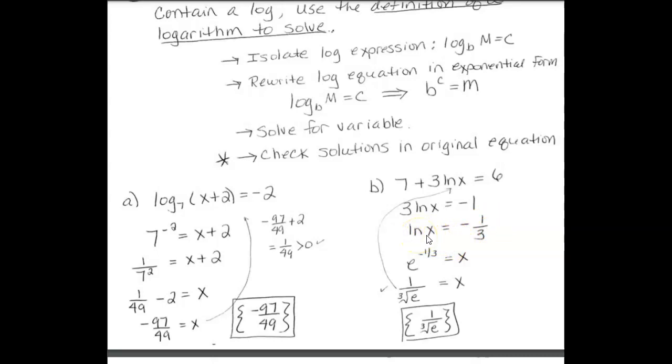All right, then I can use my definition. My base of the natural log is e. So we would write e to the -1/3 equals x. That's where this comes from. The -1/3 means 1 over e to the +1/3, but then the 1/3 power means the cubed root. So we could rewrite that answer as 1 over the cubed root of e. My checking, if I took that and plugged it back in, the only place I see a log is here, and this is just x, so when I plug in a positive, that's fine, so we're good.